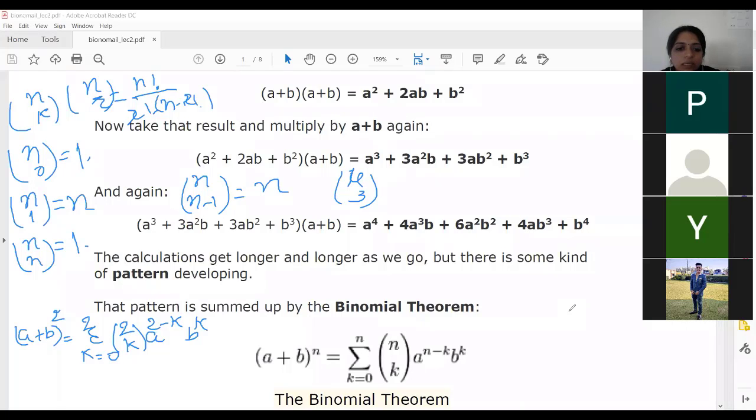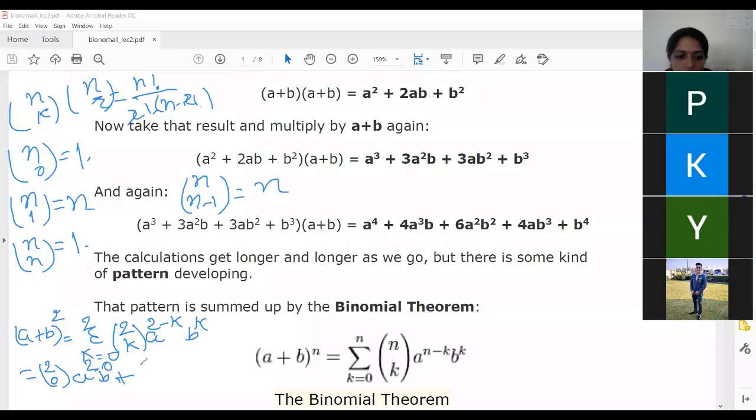So let's start here. Summation k from 0 to 2. Please mute yourself. 2C0. Here we start with 0. So 2C0, a raised to 2 minus 0, so a square, b raised to 0, that is 1. You all know. 2C1, a raised to 1, b raised to 1. Next 2C2, a raised to 0, and b square.